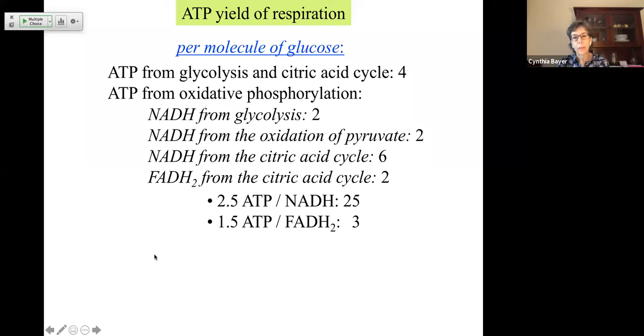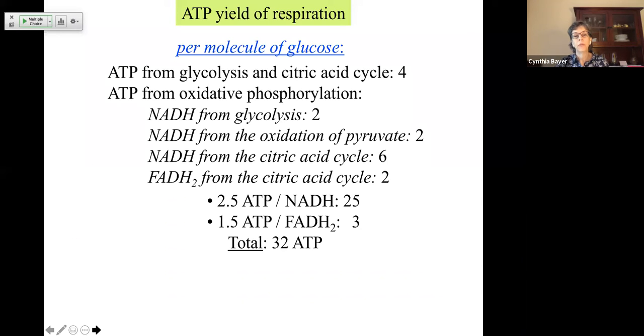So if we add up all of the ATPs that are generated from the oxidative phosphorylation, we have 25 from NADH, 3 from FADH2, add it all up, 32 ATPs per molecule of glucose. However, most cell types, remember, we have to get electrons from glycolysis, which occurs in the cytoplasm. Those electrons have to get into the mitochondria, and they have to be shuttled across the mitochondrial membrane.